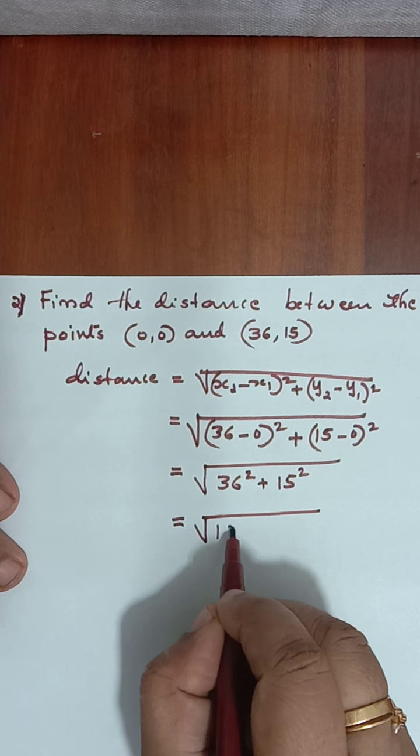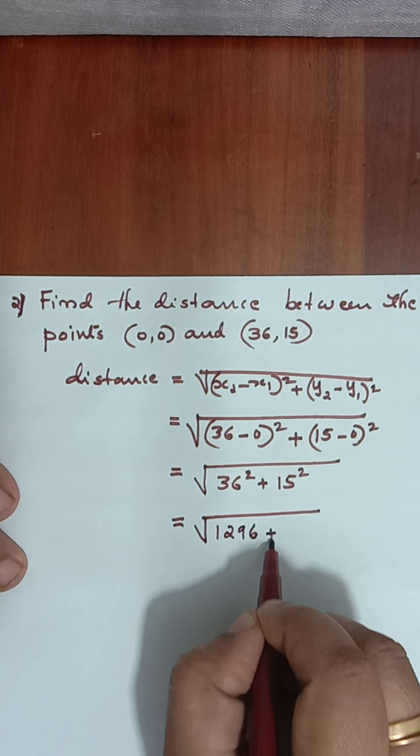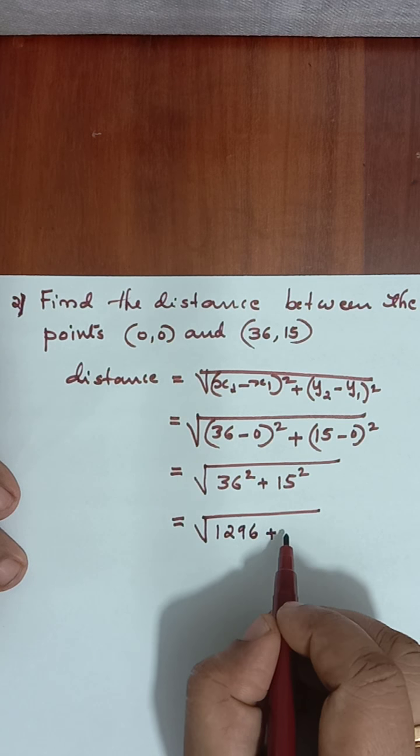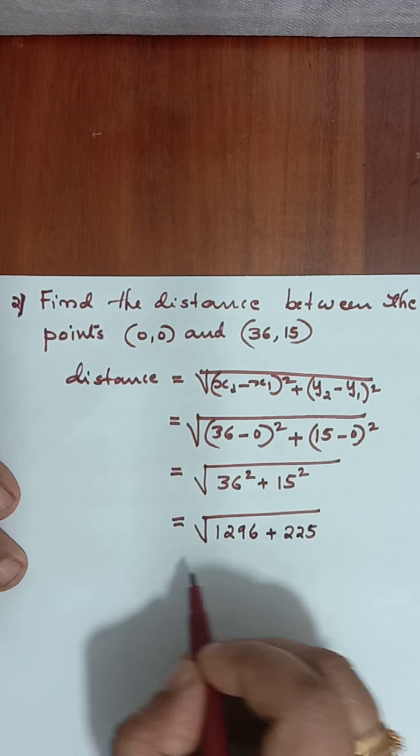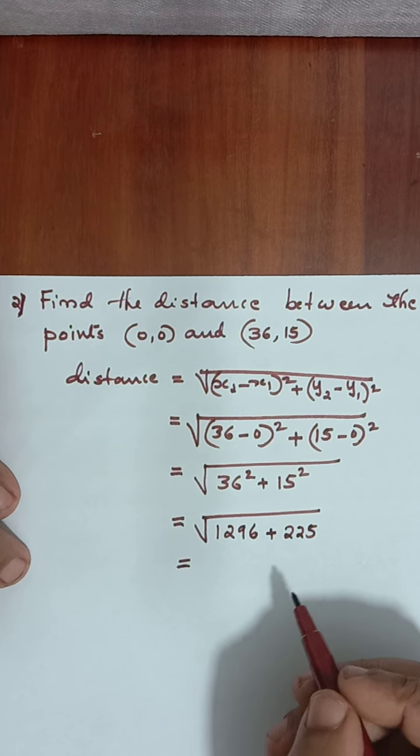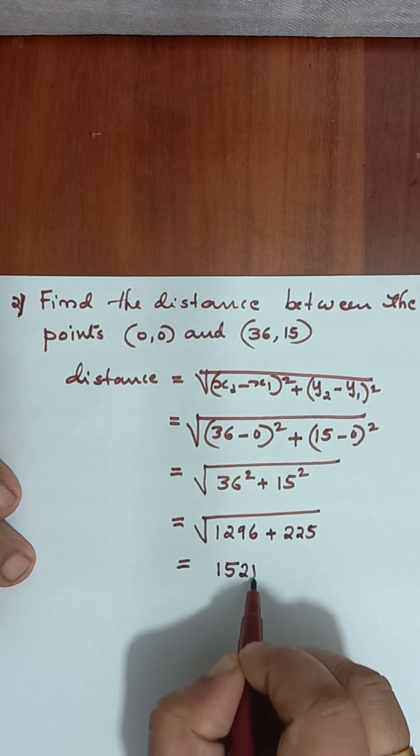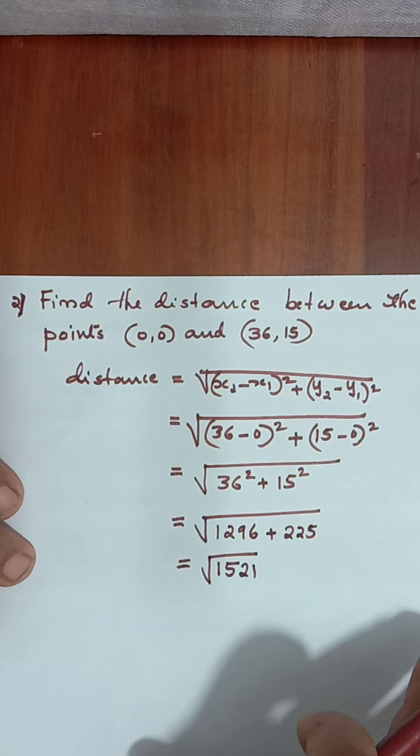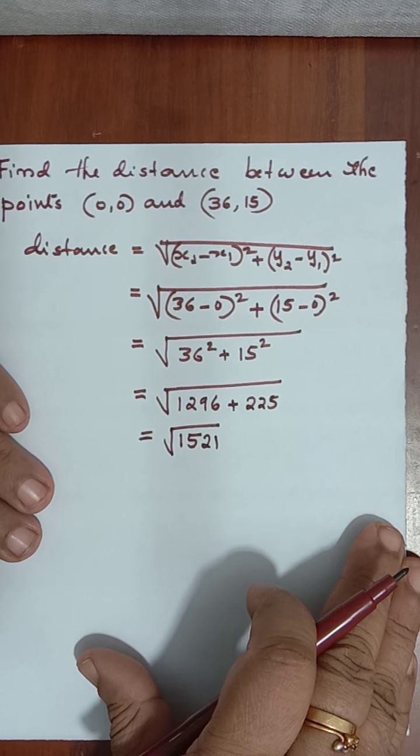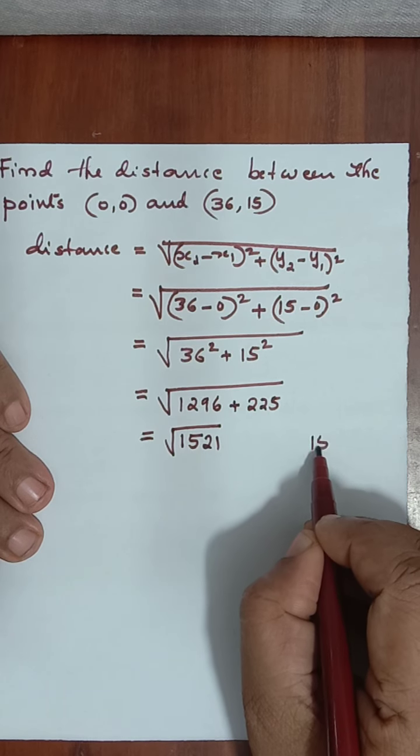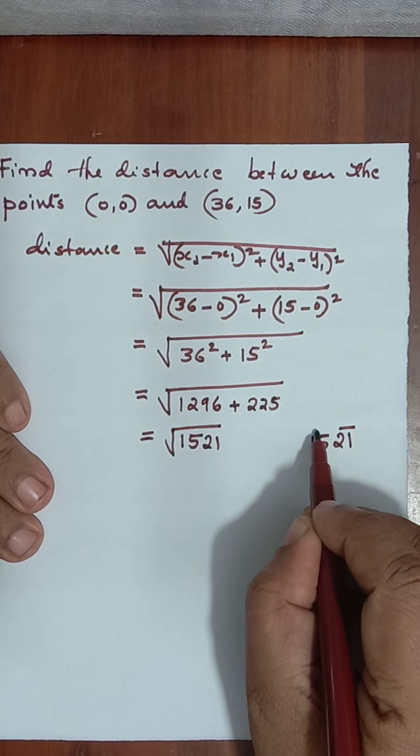It is 1296 plus 15 into 15, 225. Add both. What do we get? When we add, we are getting 1521 under the root. Don't you know how to find out the square root of this? You have learned already. 1521.